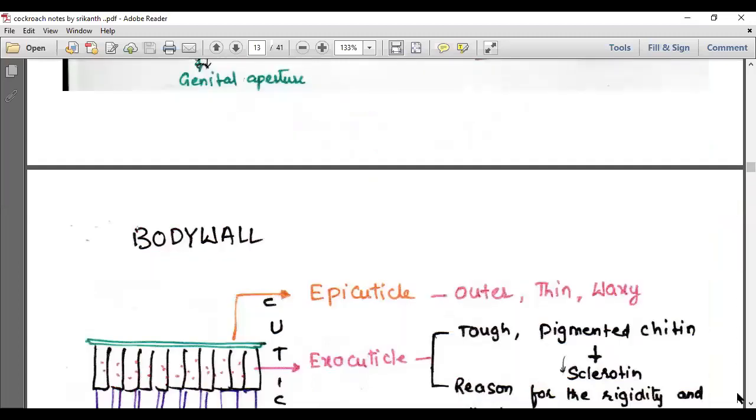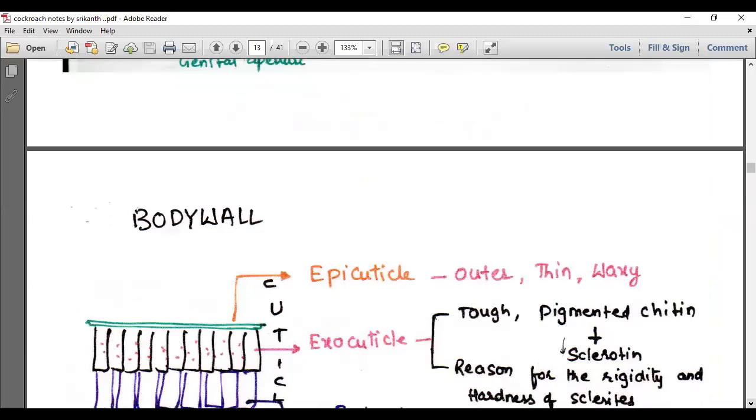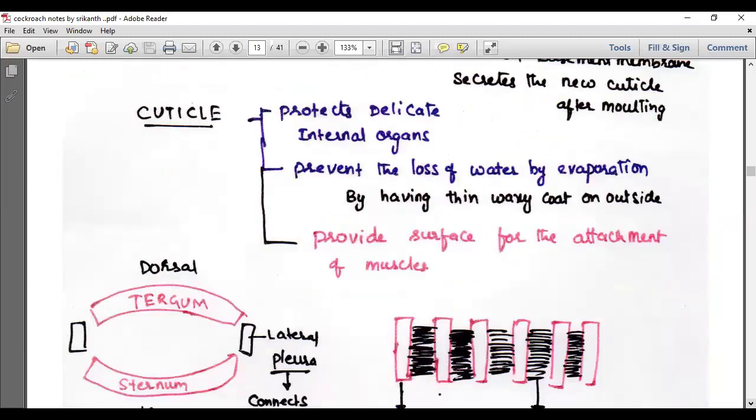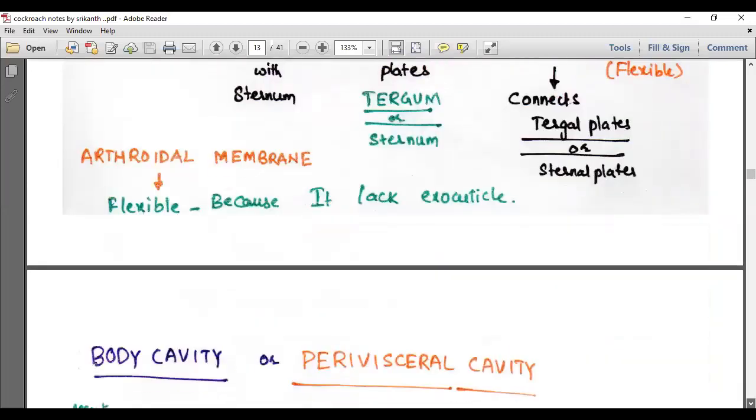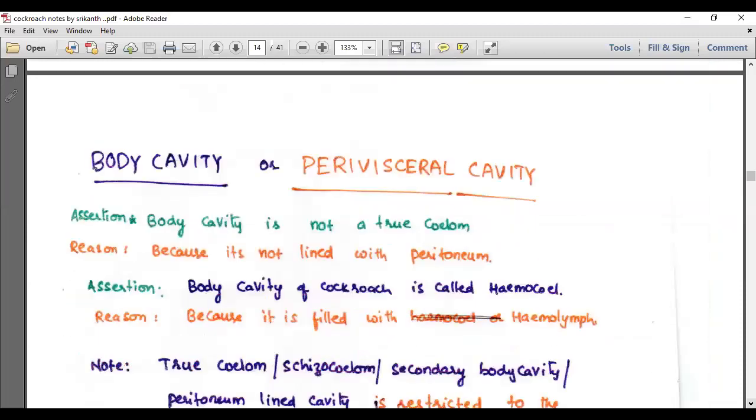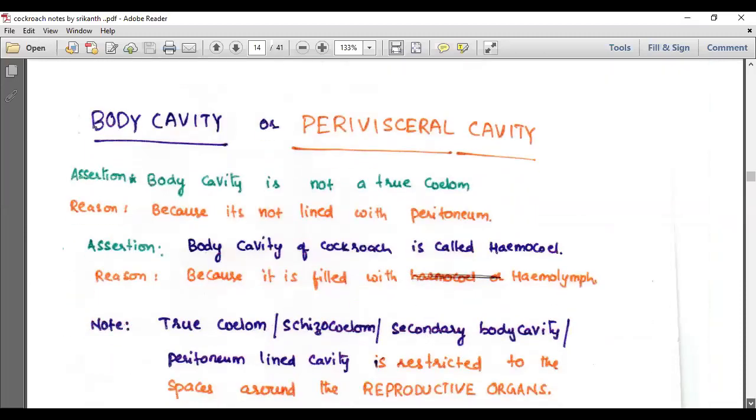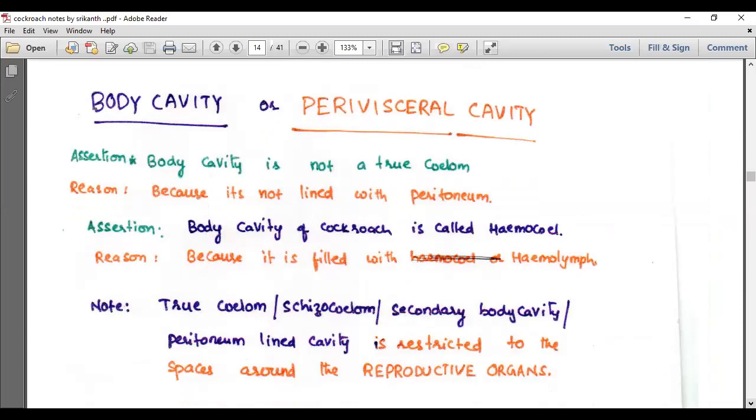Remember the words: the body cavity of cockroach is called hemocoel. Blood in the cockroach body cavity is said to be hemolymph. It's not a true coelom because it is not lined with peritoneal layer. What is peritoneum? A question will be raised. You are first year students. Peritoneum, that is what I am saying, we'll discuss in the coelom chapter. We have a separate chapter for that.